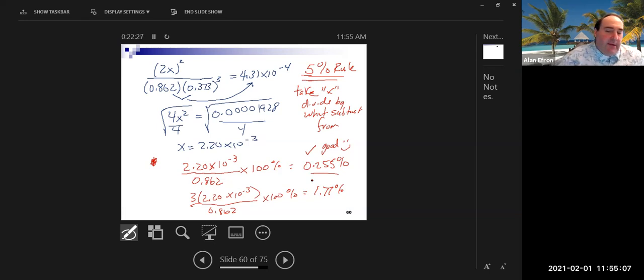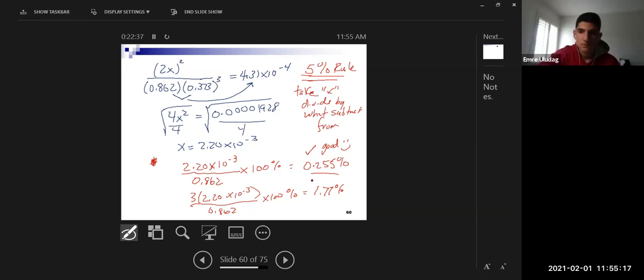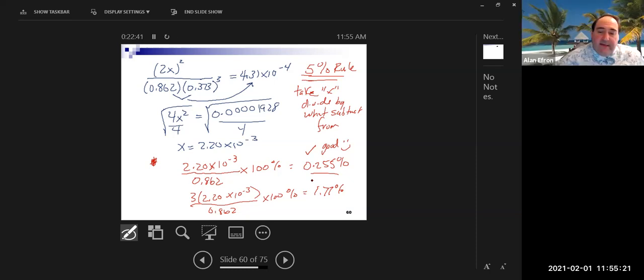So the question is, what happens if we check it and it's over 5%? Technically what that means is the change was relatively significant. It wasn't insignificant. And that means you need to go back and solve it some other way. For our purposes, that would probably be something like the quadratic formula. Any questions on checking it here?